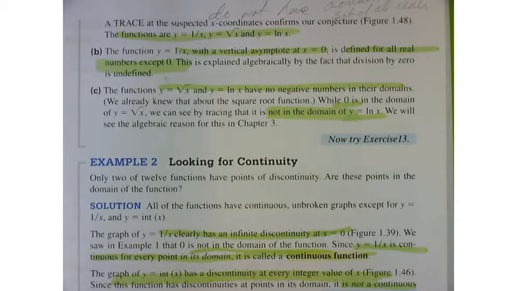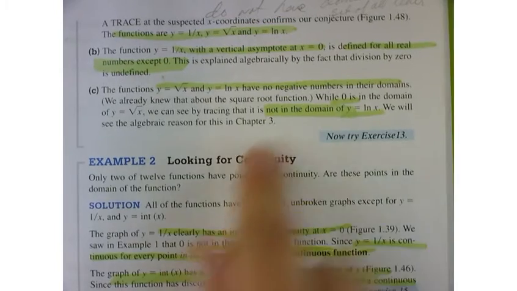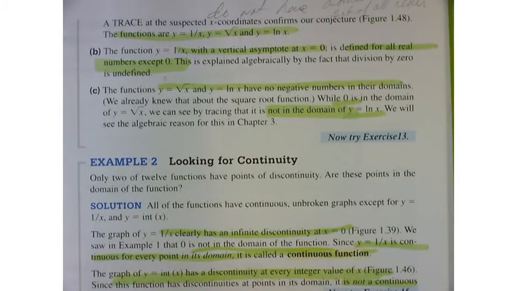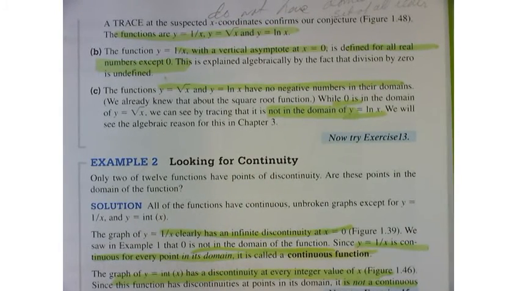Well, it's a little more complicated than that, but we'll talk about it when we get to logs. So for now, we know that both of those can't have any negative values, and you can't have 0 in the natural log. Okay? Any questions on that?